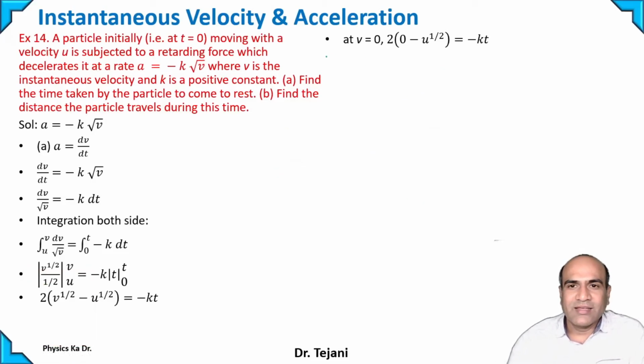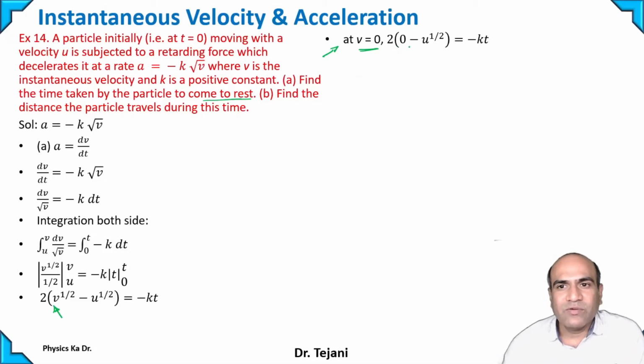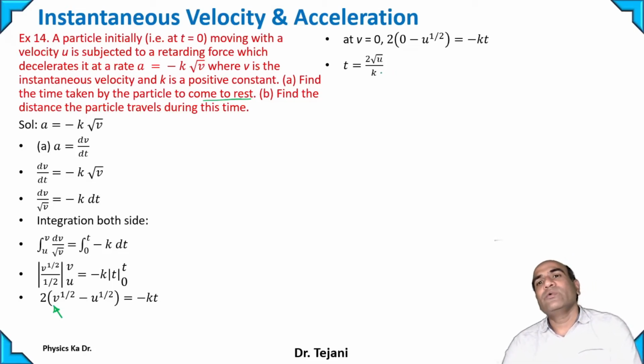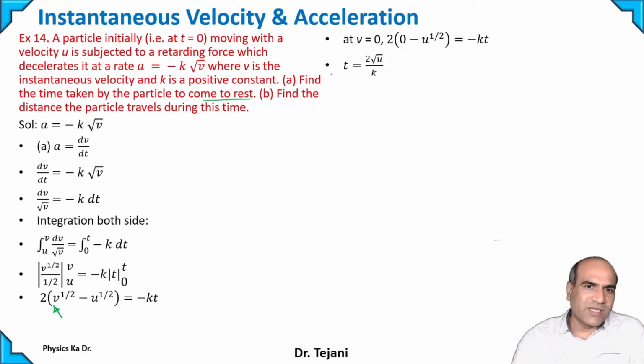So at v is equal to 0, because it is mentioned that it finally comes to rest. So put v is equal to 0, and if you simplify this equation, t becomes 2 root u divided by k. Oh, the first answer we got.